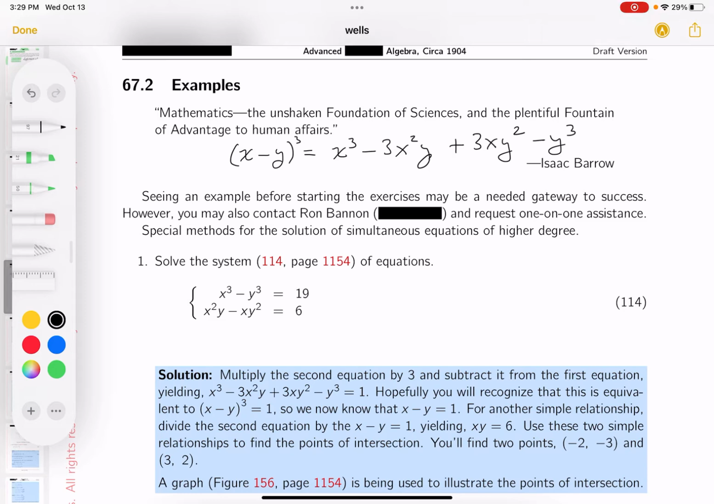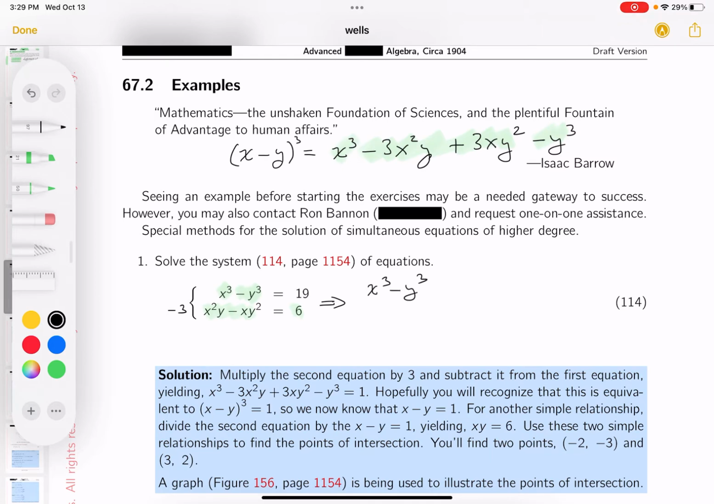So I'm sort of seeing this, and I'm seeing something like this over here. So what I want to do is take the second equation and multiply it by minus 3. Let's put that down for you. You're going to get x cubed minus y cubed.